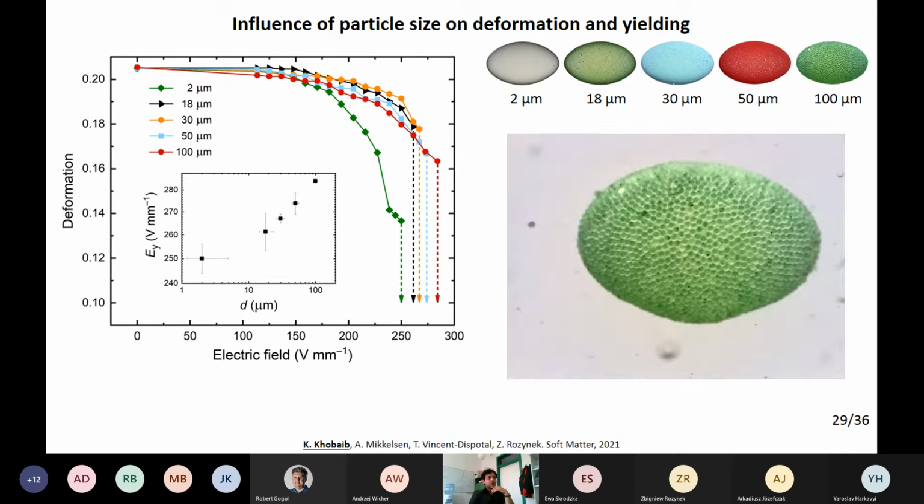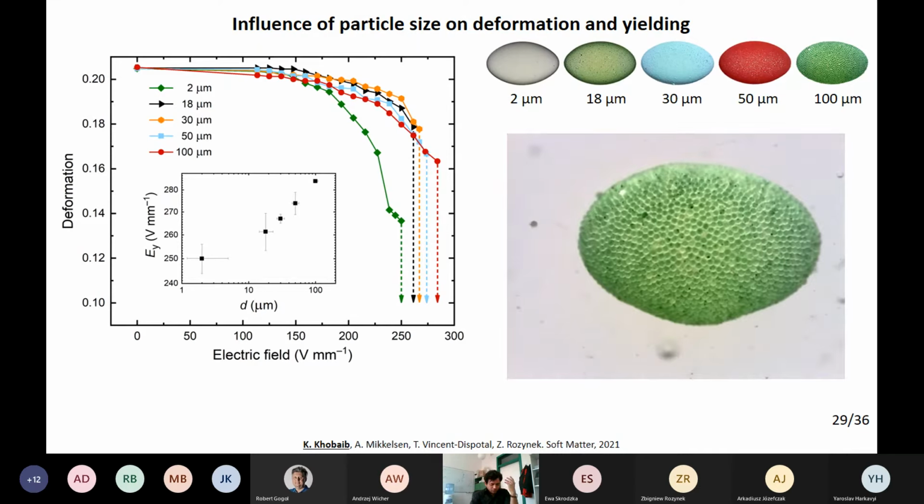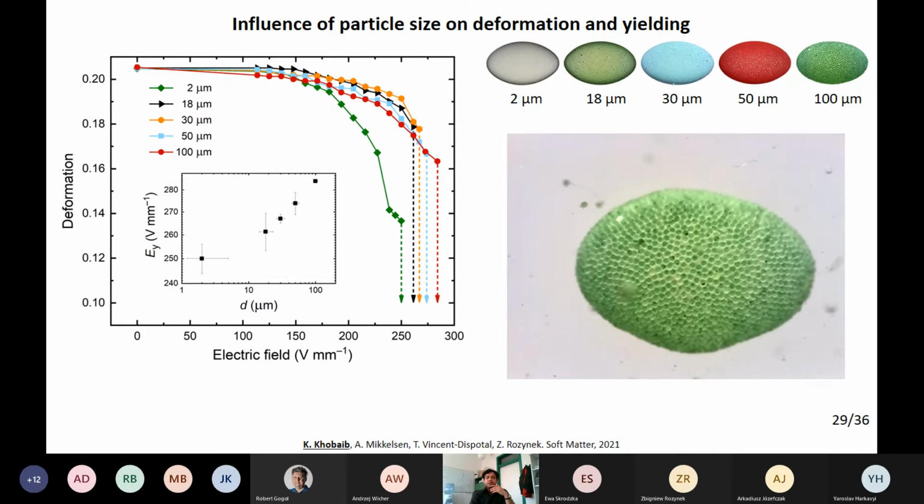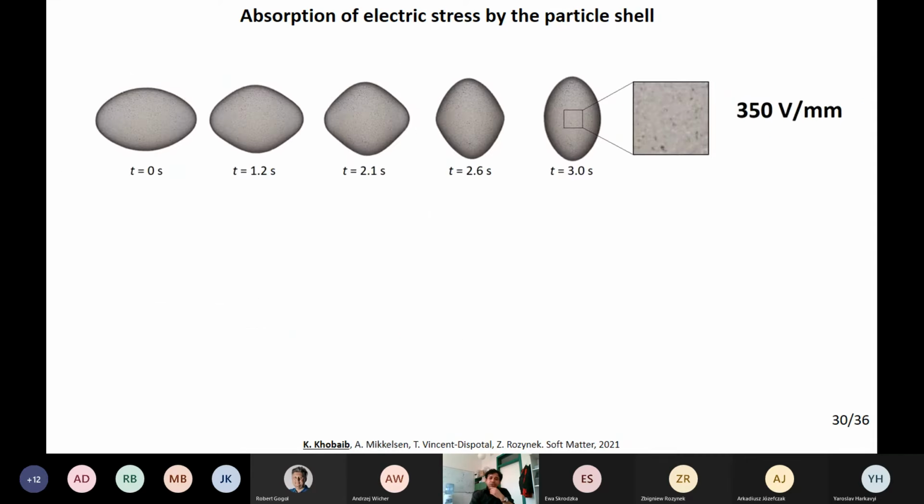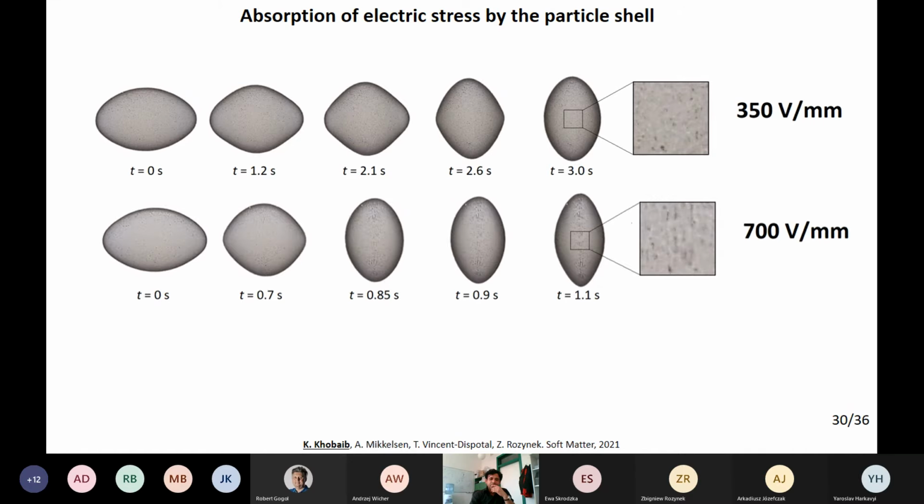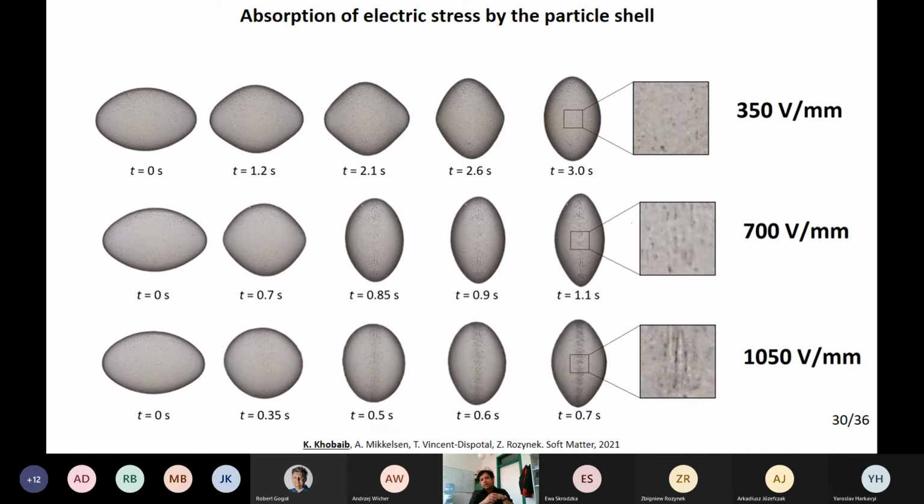Now I would like to show you how the particle shell absorbs stress under different applied electric fields. Here we subjected the droplet to different electric fields from 350 to 1050 volt, and under the application of the electric field, the droplet changes its shape. When we apply a weak electric field, we found that there is no formation of wrinkling at its interface.